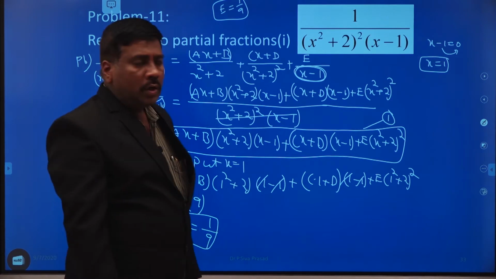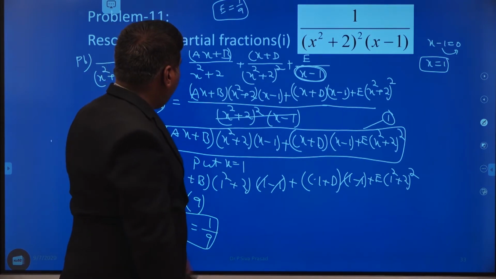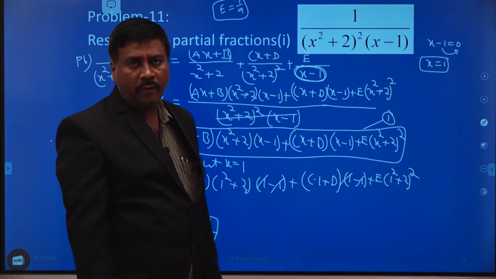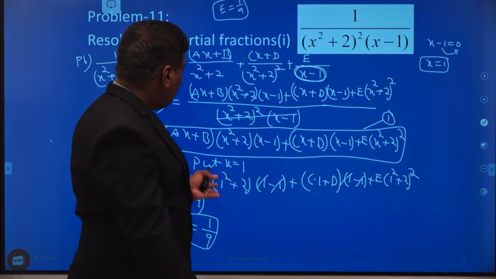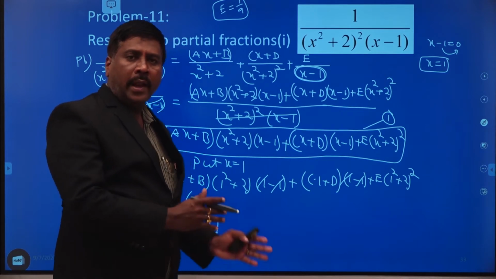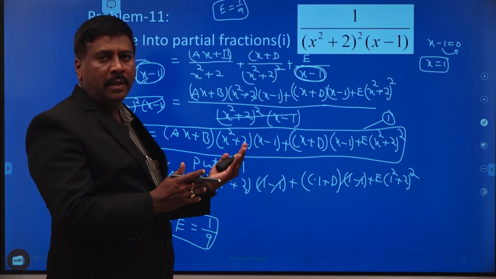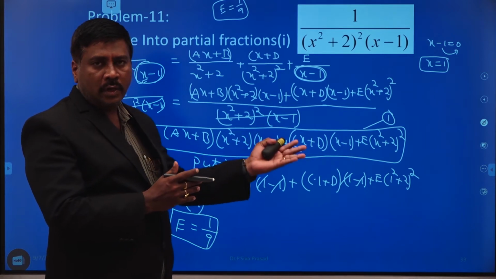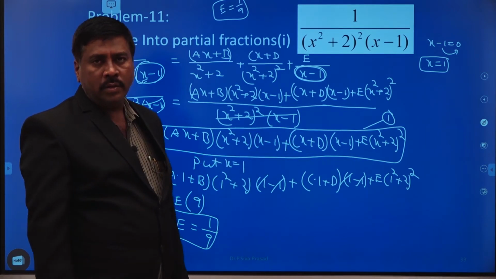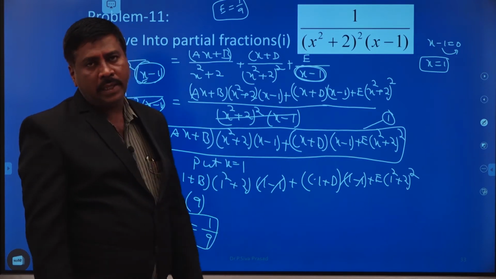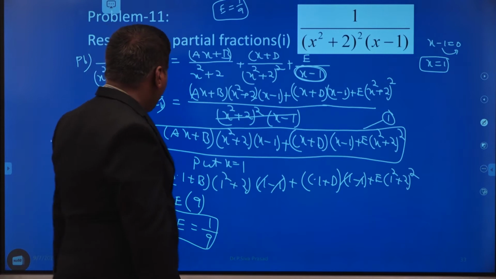Now, coming to the remaining coefficients a, b, c, d, we have to find these values. How do we find them? By comparing the like terms, the terms available on the left hand side and the terms available on the right hand side. You compare the coefficients, and then automatically you will get the values of a, b, c and d. So this technique I have to apply here.